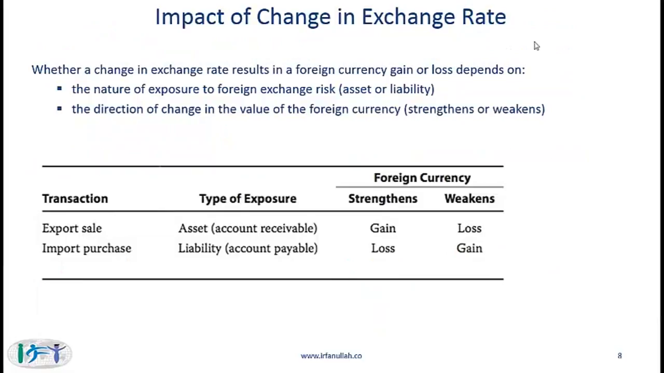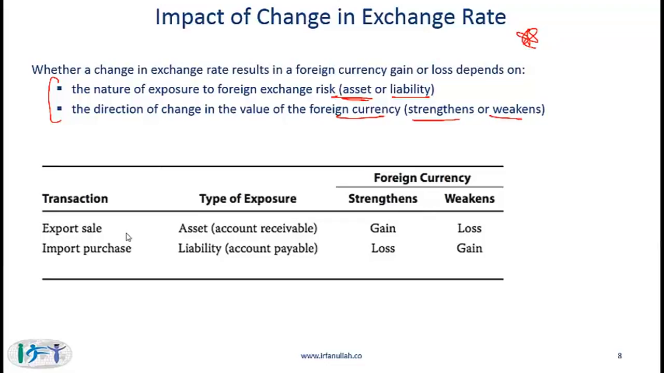This slide summarizes what we are talking about and is important from a testability perspective. Whether a change in exchange rate results in a foreign currency gain or loss depends on two things. The nature of the exposure to foreign exchange risk, whether it's an asset such as a receivable or a liability such as a payable, and the direction of change in value of the foreign currency. Is the foreign currency strengthening or weakening?